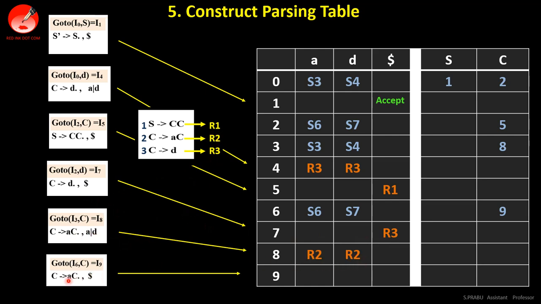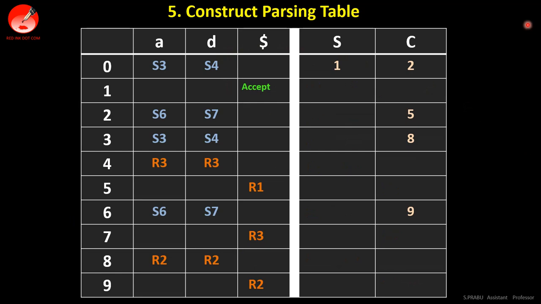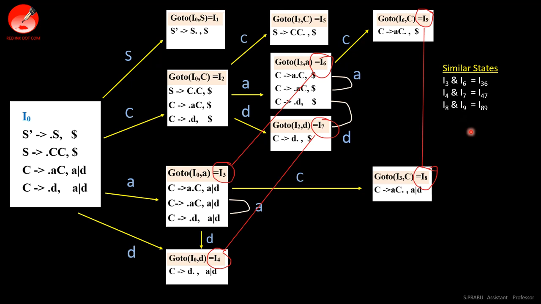In the ninth row, the second rule is going to end, so you should write R2 in the dollar column. So this is the parsing table construction method followed in the CLR parser. We already concluded which similar states are available and how to merge these states.